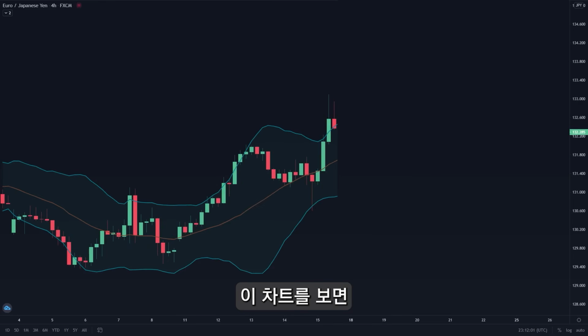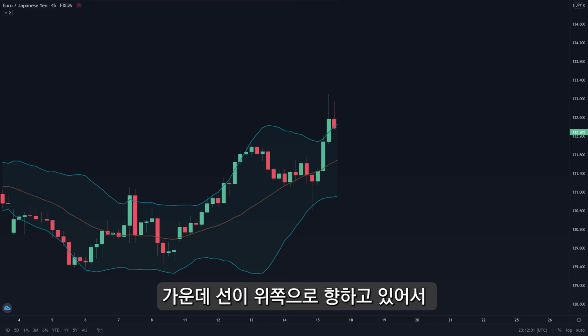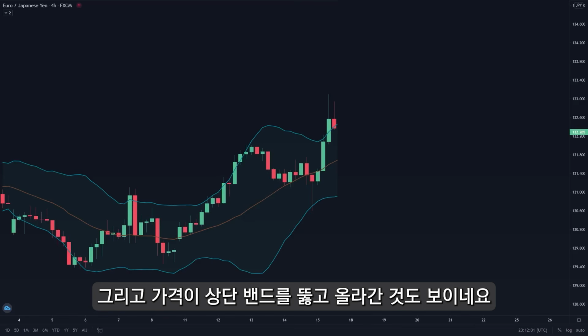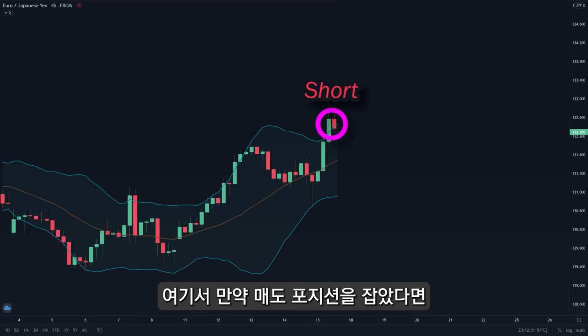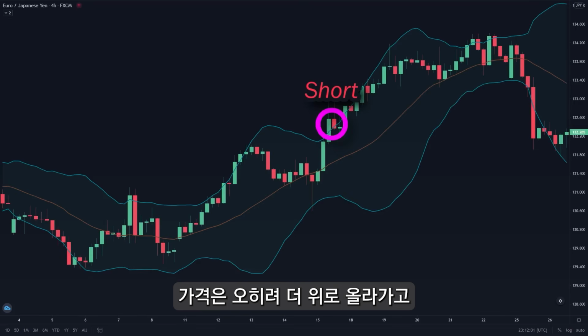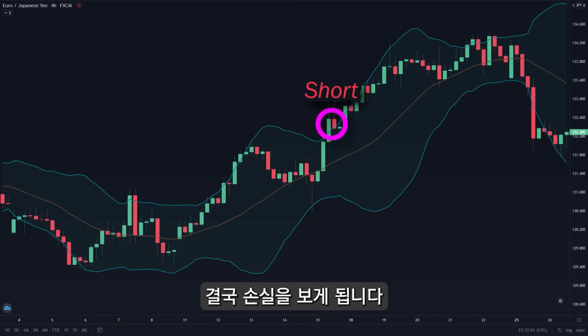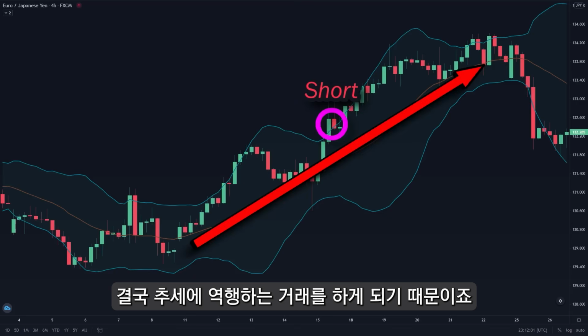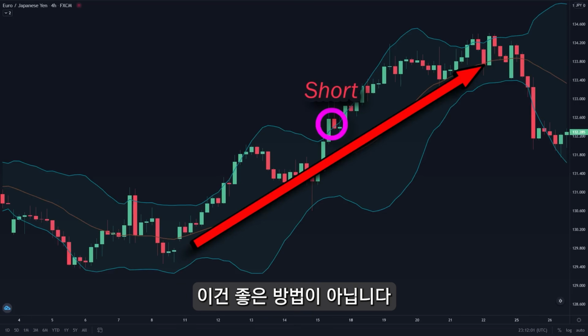So, in this chart, notice that the middle line is heading upwards, meaning that the market is on an uptrend. Now, we can see that the price broke above the upper band. So, if you took a short position here, let's see what happens. The price instead pushes further to the upside and you would lose your money. Because, if you are using the indicator as an overbought and oversold signal, you are essentially trading against a trend, which is not a good idea.